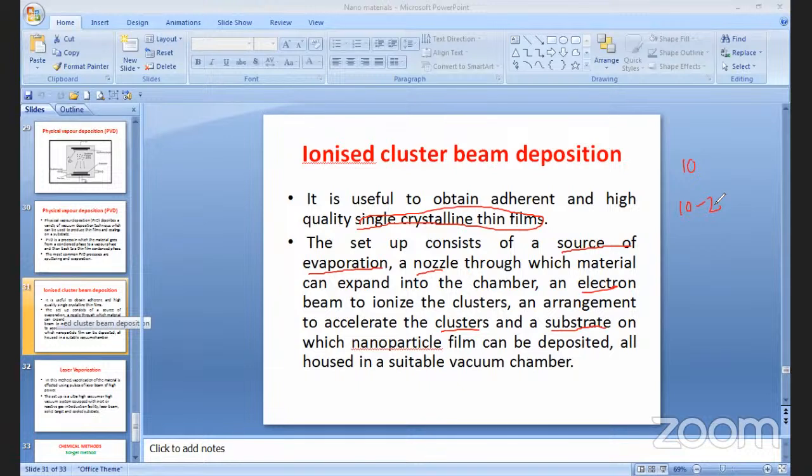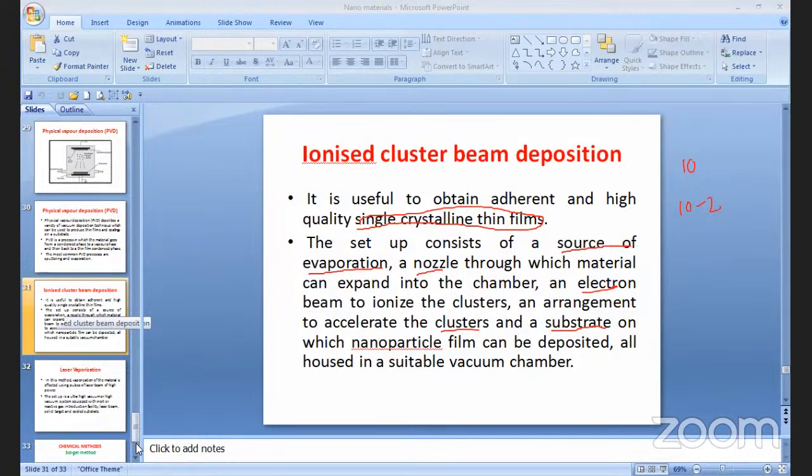Then on collision with the electron beam, the clusters get ionized. Due to the applied accelerating voltage, which means we will be changing the voltage, it is possible to control the energy with which the clusters hit the particular substrate. Thus it is possible to obtain films of nanocrystalline materials using this ionized cluster beam. So this is what we have about the ionized cluster beam.